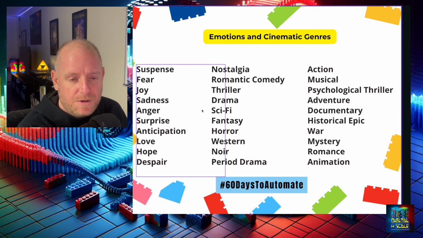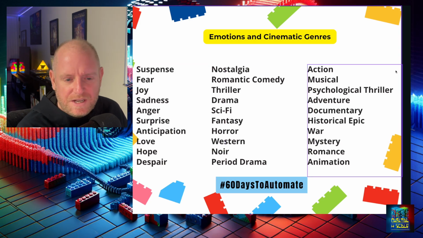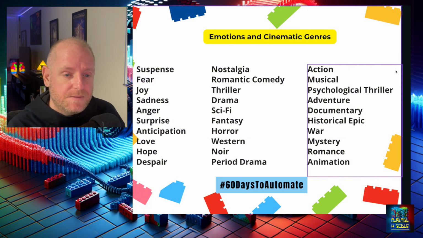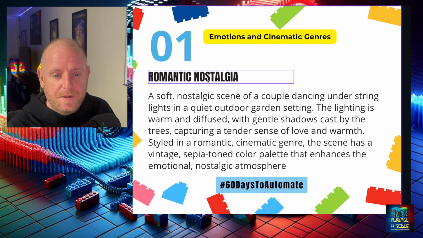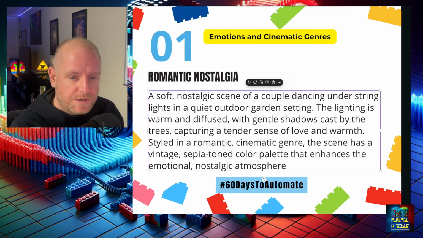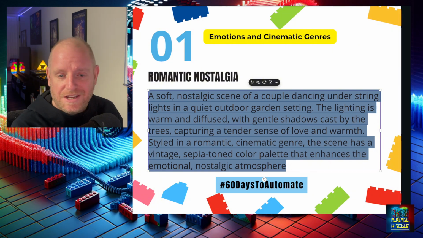Some of the emotions you can do are things like suspense, fear, anger, surprise, especially when you're working with a person, like a man surprised, or a woman joy. Then you also do things like sci-fi or drama or thriller, so different types of styles for different movies. And then you also have action movie or musical, or maybe a war, depending on what you're trying to set. So we're going to do that by first doing a romantic nostalgia.